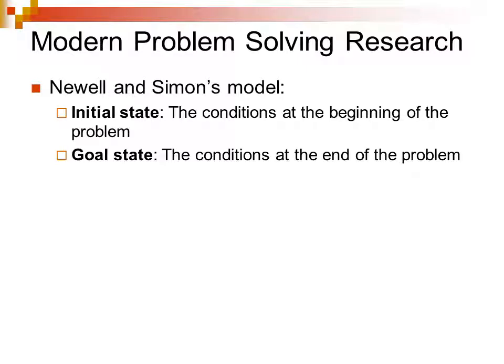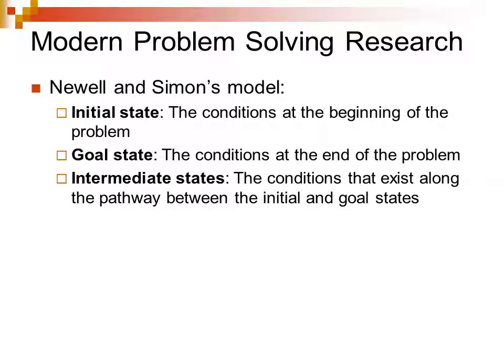So the first 2 terms are initial state and goal state. The initial state is the conditions at the beginning of the problem, and the goal state refers to the conditions at the end of the problem. So again, these refer to the conditions in the problem when it is presented, and the conditions in the problem when it is solved, respectively.